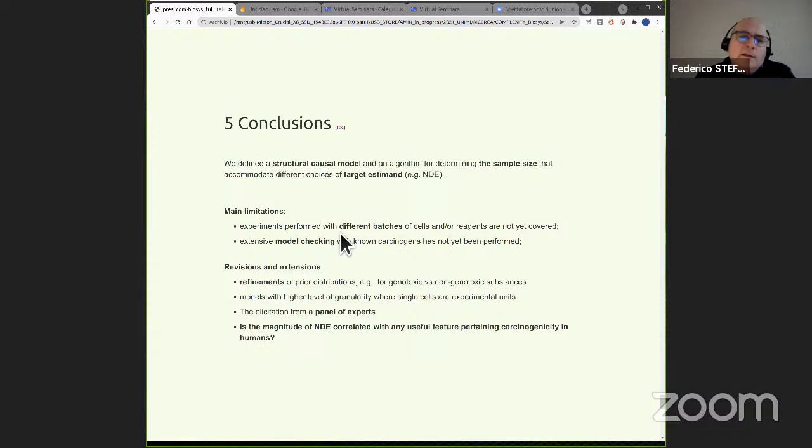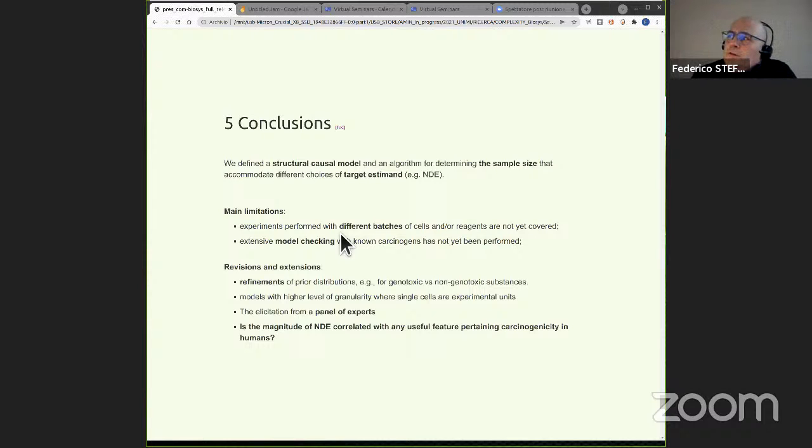It could also be of some interest to increase the granularity of this model, moving from petri dishes to cells. But of course, molecular features like mRNA, metabolites and also intracellular signals should be taken into account in such a refined model. And so we believe this is a challenging revision of our model. The elicitation from a panel of experts might provide information dealing with the different classes of substances, and so this is another point that we could address in the future. And last, I have a question.